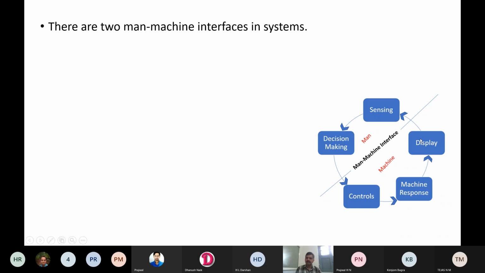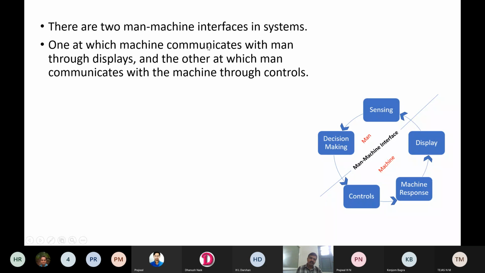For communication from machine to man, display is used. For communication from man to machine, controls are used. So the one interface is where the machine communicates with man through display, and the other is where man communicates with the machine through controls. So this is another interface.